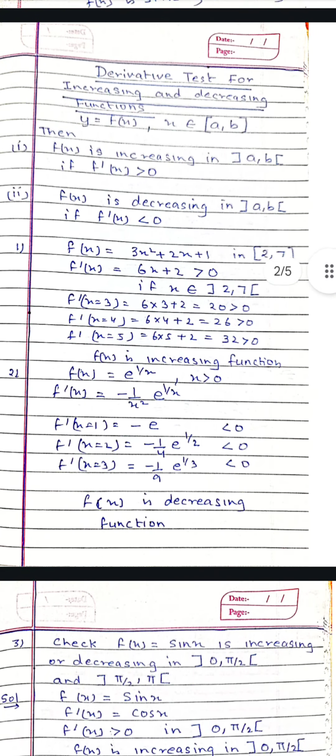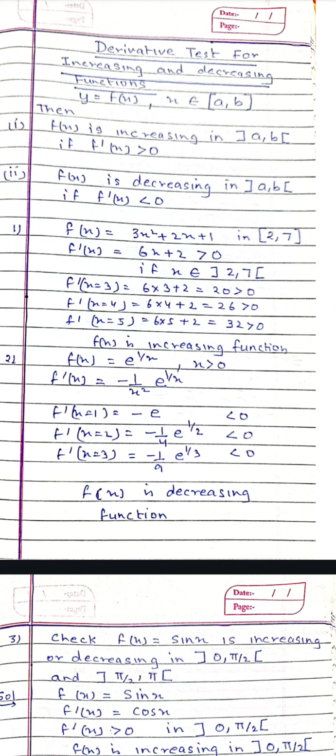Now we can also find out whether a function is increasing or decreasing by the derivative test. If y is equal to f(x) is a function given such that x belongs to (a, b), then f(x) is increasing in the open interval (a, b) if f dash x is positive, that is greater than 0. f(x) is decreasing in the open interval (a, b) if f dash x is less than 0. Let us consider a few examples.